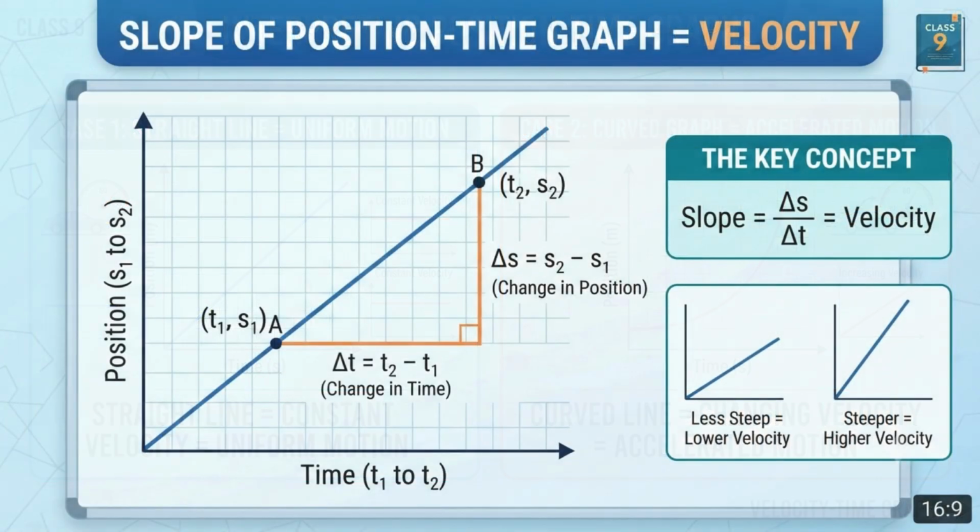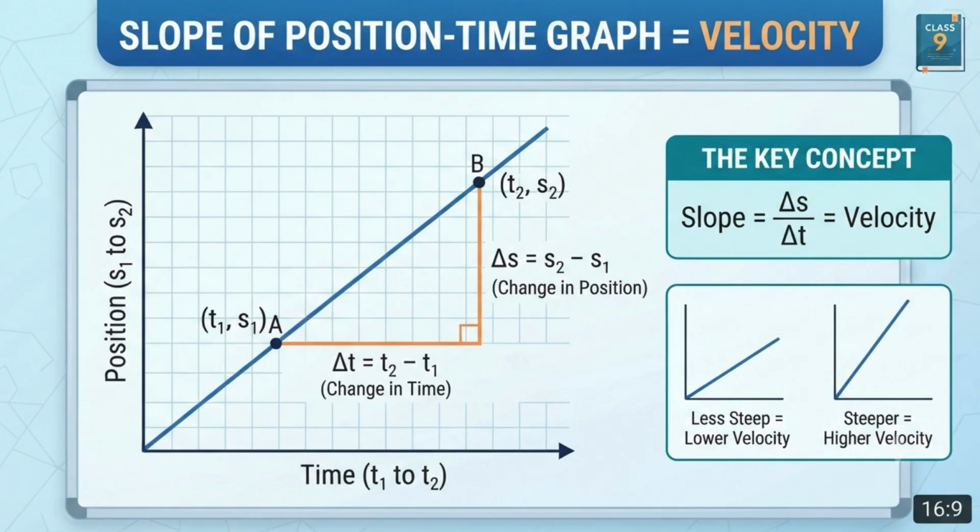So far, we've learned how to draw a position time graph and how its shape tells us whether an object is moving with constant or changing velocity. But here's something even more interesting. Can a position time graph tell us the velocity of an object? The answer is yes. A position time graph doesn't just show where an object is at different times. It also helps us calculate how fast the object's position is changing, which is nothing but its velocity.